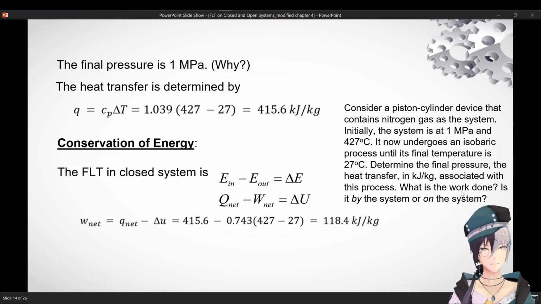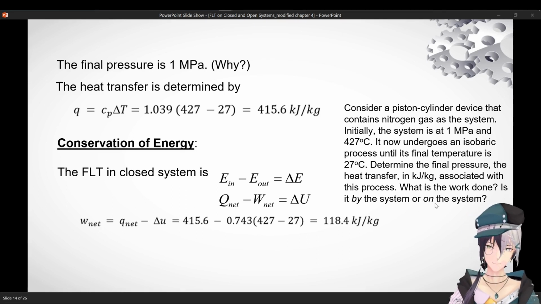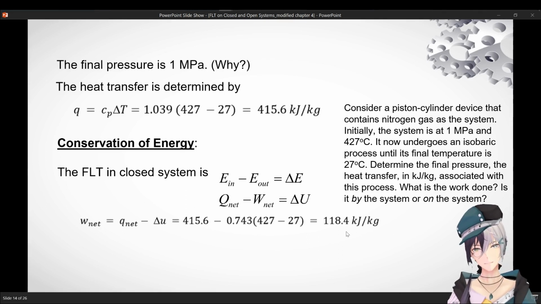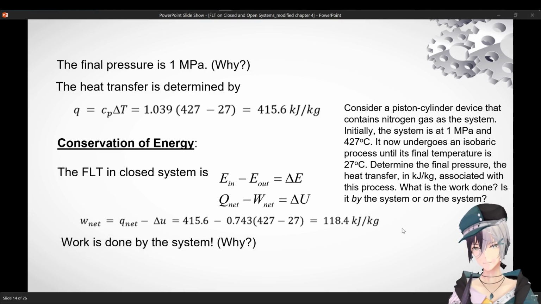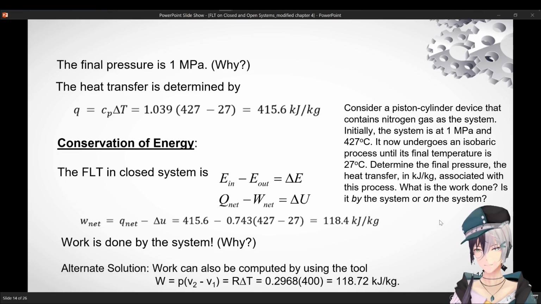Okay, so what is the work done? The question is, is it by the system or on the system? Is work done by the system or work done on the system? What is the sign convention for work? Work is positive when work is done by the system. So work is done by the system.